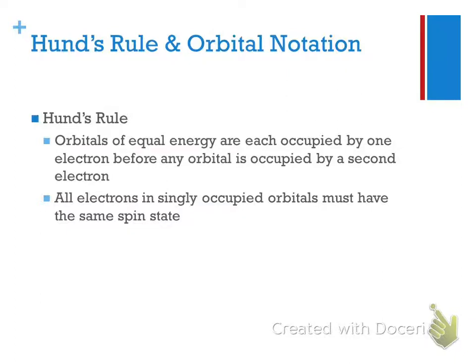All electrons in a singly occupied orbital have to have the same spin state. So that's what I'm saying. When you draw your electrons, if you draw them up first, they all have to be drawn up first. And then you draw them in the opposite direction when you go through and fill them back in.